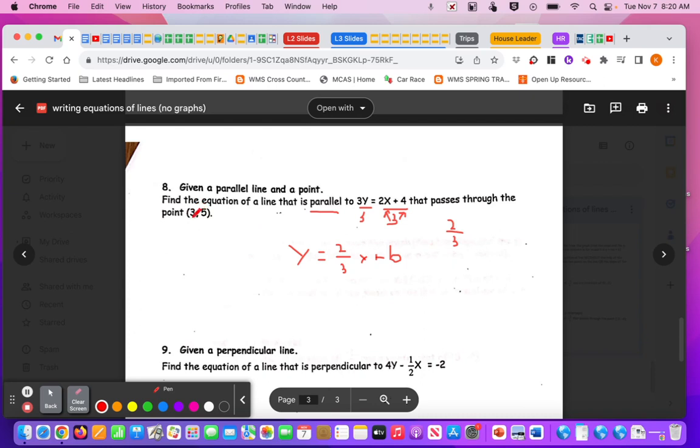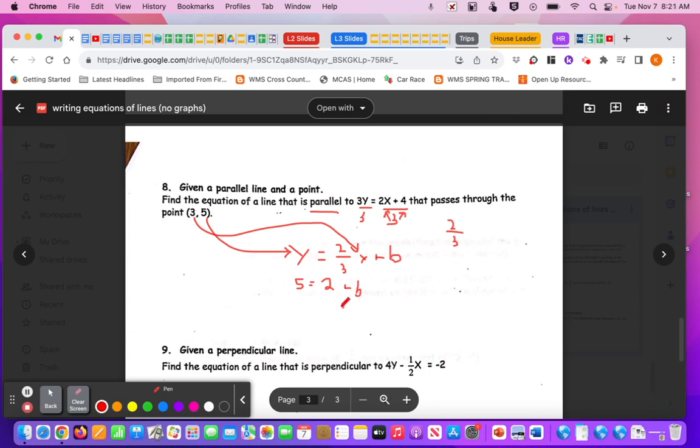So here's the deal. X will be plugged in here, and y will be plugged in right here. So if I do that, I get 5 is equal to 2/3 times 3. I'm plugging in 3. We know 2/3 times 3 is 2. And then I'm going to add my b to that, plus b.